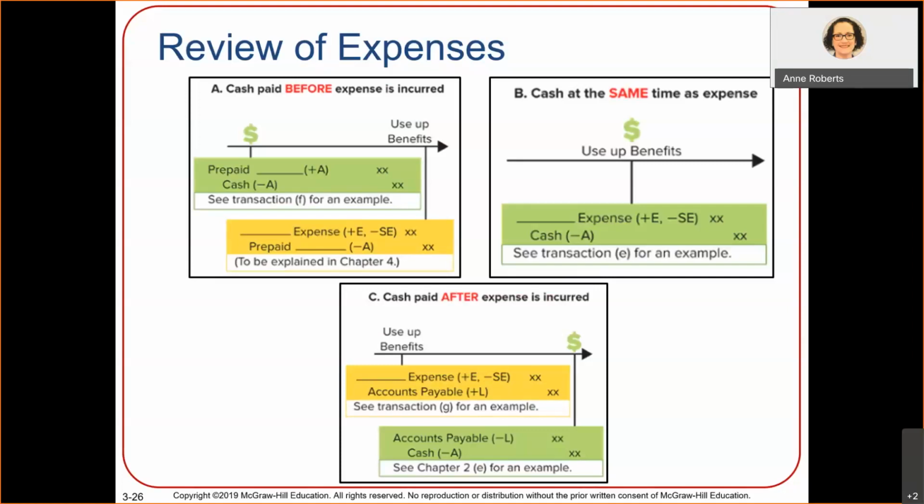Same thing with a retained earnings statement, because that net income number and that dividend number, those two numbers are covering a time period. So again, the retained earnings statement is going to be for the month ended, for the quarter ended, for the year ended.